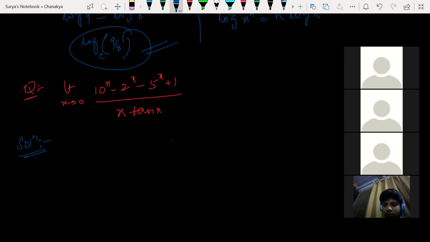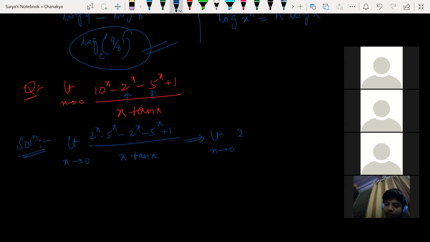See, here I have 2 power of x, here 5 power of x. How can I write 10 power of x in terms of 2 into 5? Can I write like this? Limit x tends to 0, 2 power of x into 5 power of x minus 2 power of x minus 5 power of x plus 1 divided by x into tan x. So look at this here.